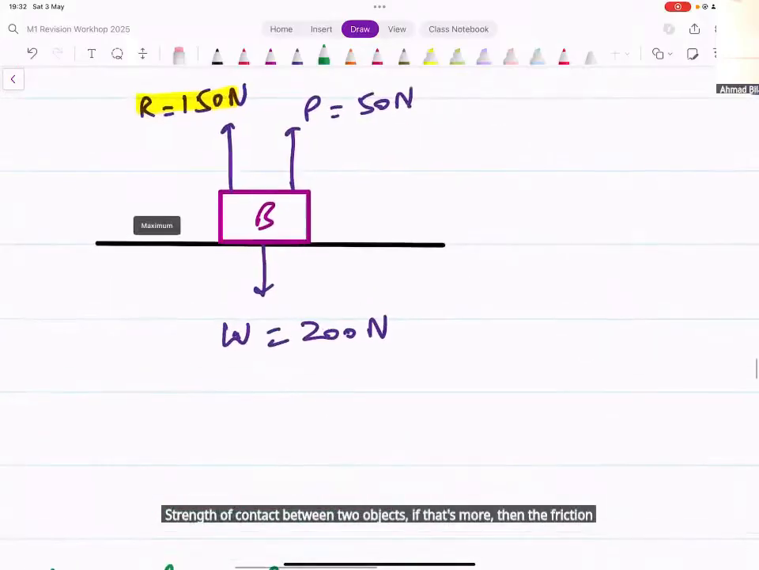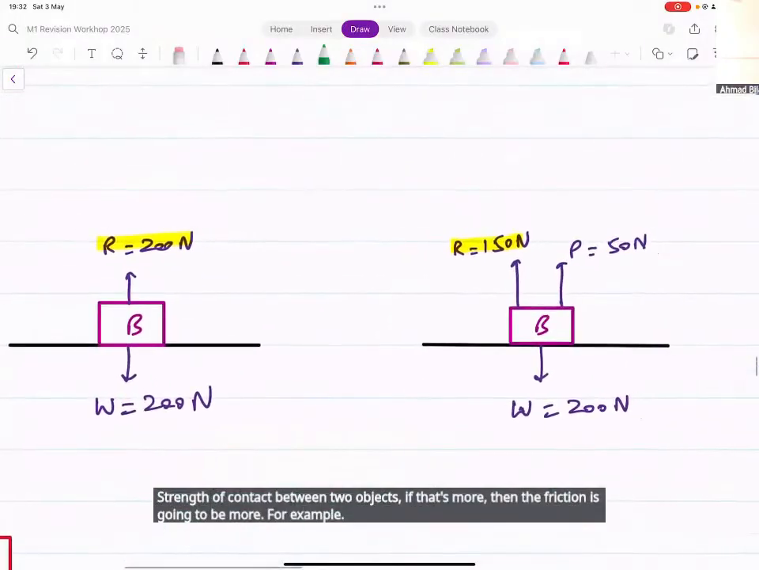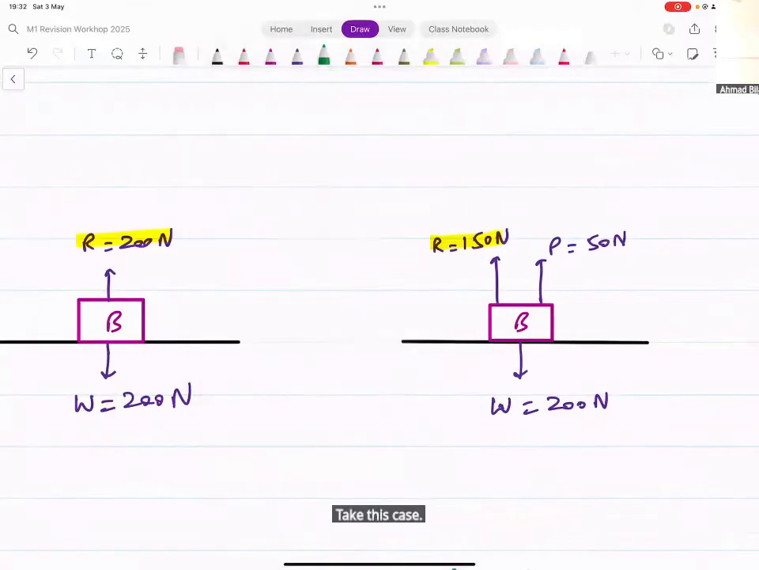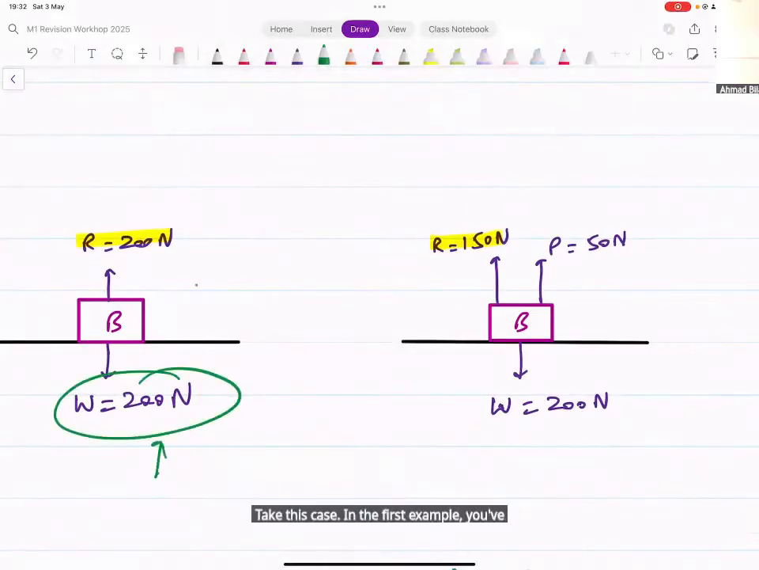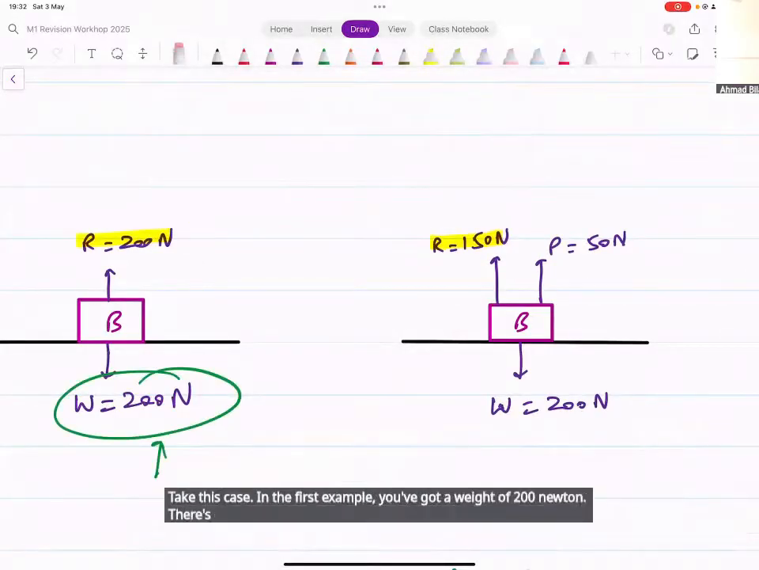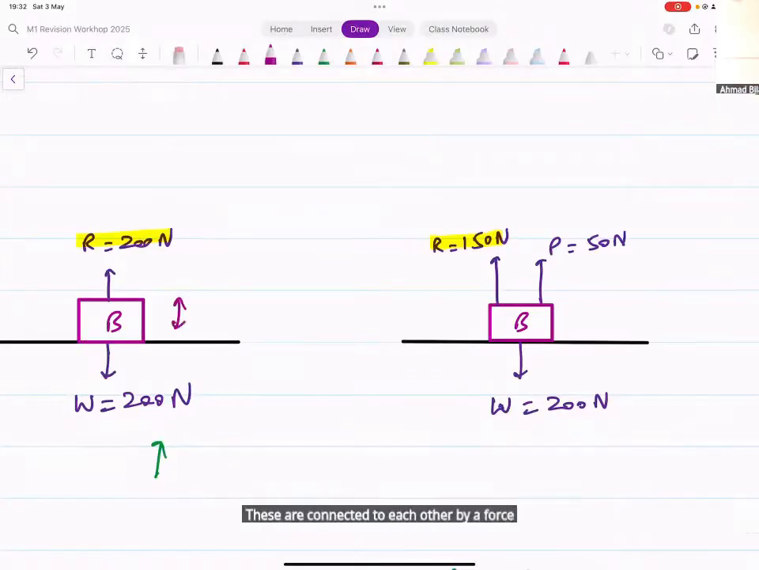For example, take this case. In the first example, you've got a weight of 200 Newton. There's a normal reaction of 200 Newton as well. These are connected to each other by a force of 200 Newton, the object and the surface.